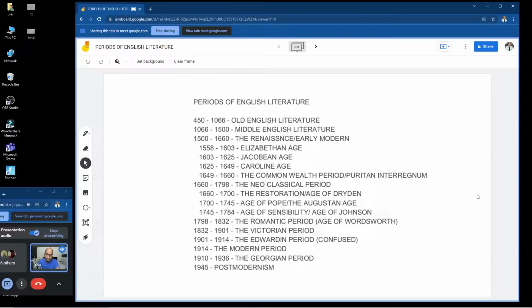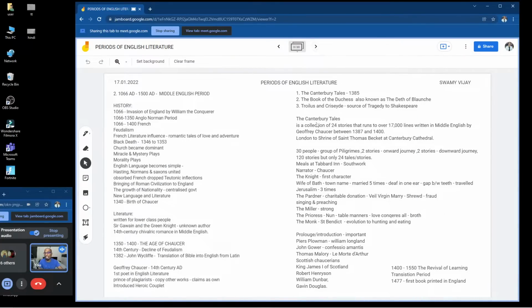Then from 1066 to 1500 we consider it as the Middle English literature. Now in this Middle English literature, again we further divided that age into 3 subdivisions. So let us quickly see what the 3 subdivisions are. From 1066 AD to 1500 we call the Middle English period. Again this period we have divided: 1066 to 1350 is the Anglo-Norman period. And now what were the features of this period?